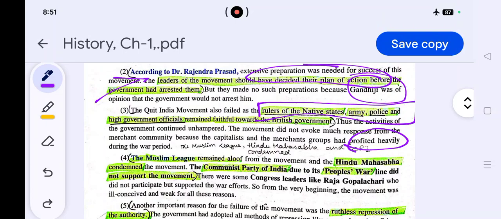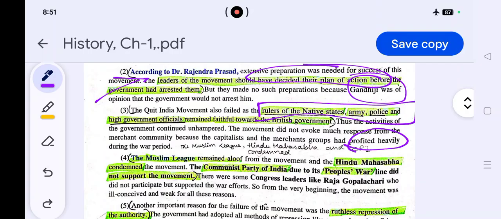but at very high prices. So for example, if you had to pay 100 rupees for a quantity of rice before, during that period, with the blackouts and lots of shortage of food, you had to buy that same quantity of rice for 300 rupees. So you see the double and the lot of other profits they were making through this process. So the merchants and the capitalists actually earned a lot. As a result, they did not support the Quit India movement.